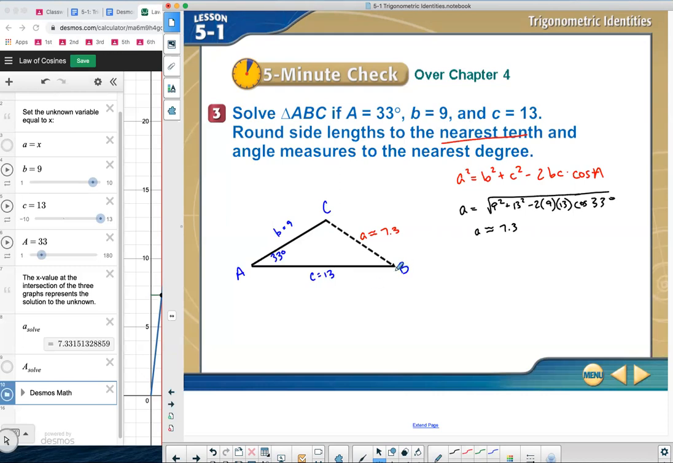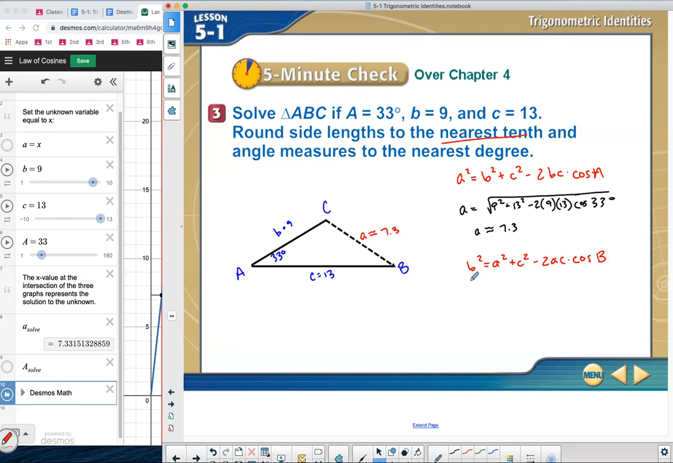Now, what we could do to find any other piece, I would just rearrange my formula. For example, if I wanted to find capital B, I would use the formula b squared equals a squared plus c squared minus 2ac times the cosine of capital B. So what I'm doing now, if you look up here, I'm exchanging any a and b that are written out. Any a became a b and any b became an a. Okay, caps for caps, lowercase for lowercase, all the way across.